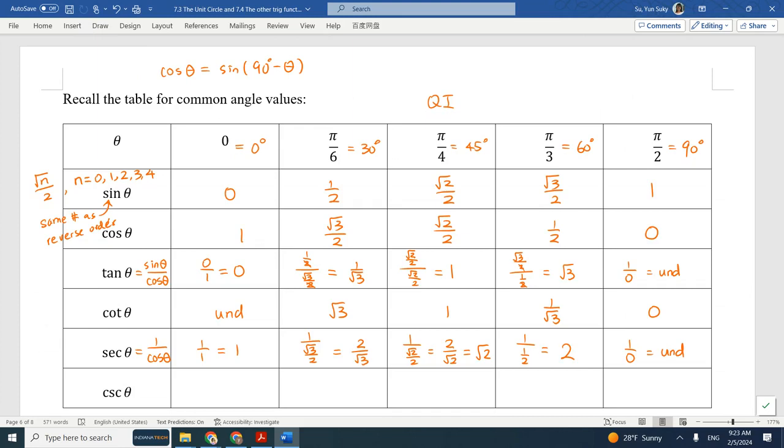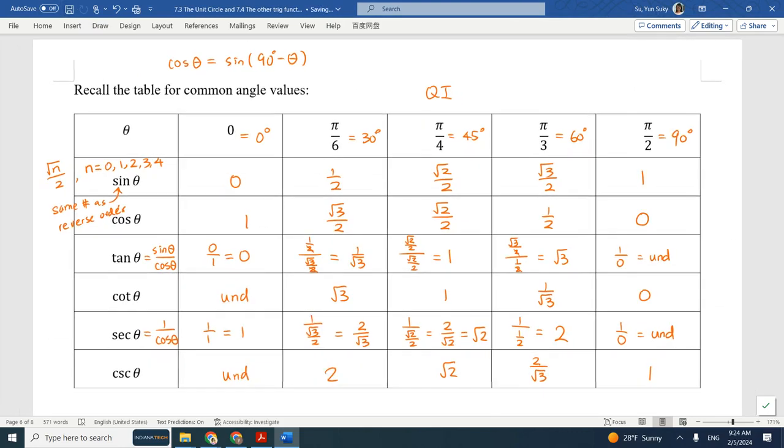How about cosecant? Yeah, we reverse the order. What do we put here? Undefined, 2, radical 2, 2 over radical 3, and 1. It's the same numbers, but reverse the order. Okay. So everybody understand the pattern? How we fill all the values of this table? Practice at home, okay? So in the exam, you need those values.